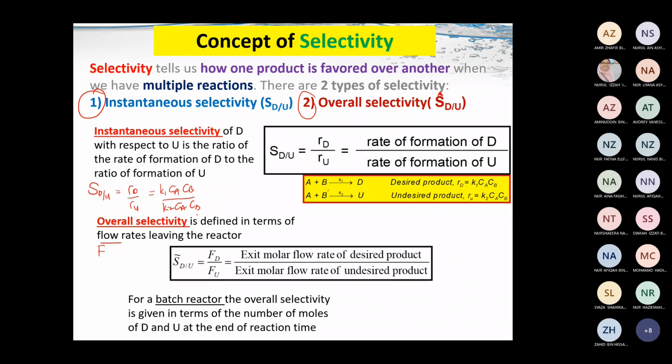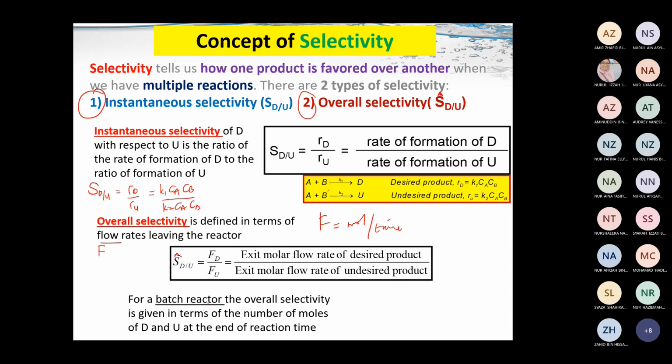S D over U, okay, remember overall has a tilde on it. D over U is equal to FD over FU. So FD is the exit molar flow rate of desired product, and FU is the exit molar flow rate of undesired product. Remember F is equal to moles per time.